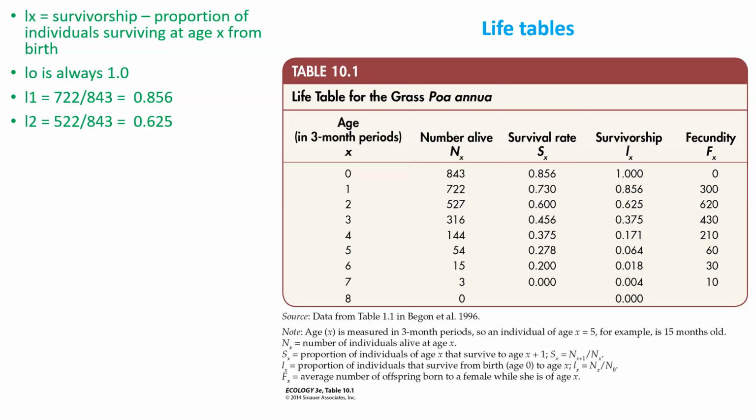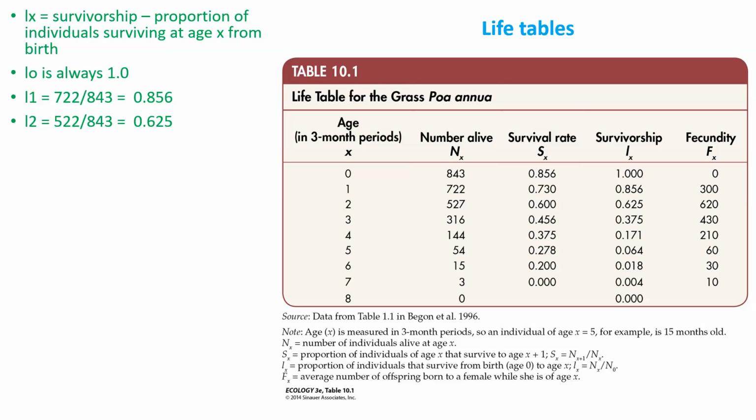How about plants that were 6 months old? How do you calculate the survivorship for that? What is the number alive for age class 2? That is 527. Then divide 527 by the number alive at the beginning, that was 843, right? And then you can move on from that point onwards. And how about the next age class, which corresponds to grasses that are 9 months old? Well, 316 divided by the number alive at the beginning, 843.